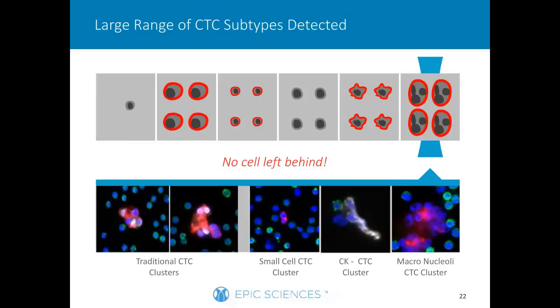We can detect clusters not only of traditional CTCs, we can detect small cell clusters, CK- clusters, clusters with macronucleoli, and we can further characterize these. And there have been a lot of recent publications showing that CTC clusters have been associated with an increase in metastatic potential and associated with poor prognosis.